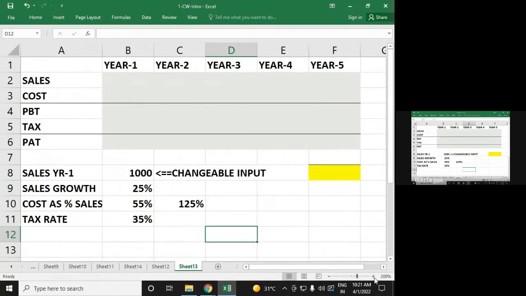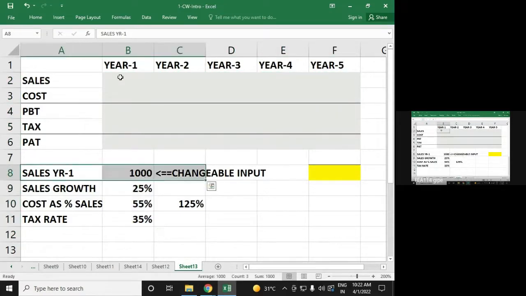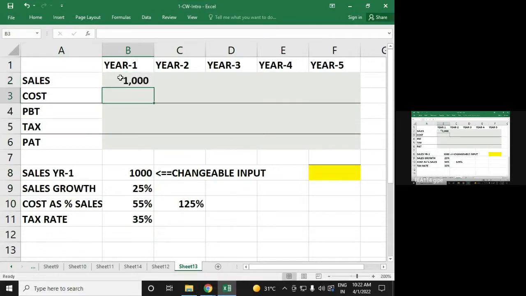We want to build a small profit and loss statement. Okay, but entire statement should change based on any change in the following 4 inputs. First year sale is given to us as 1000. So you are going to link it. Everybody link it, is equal to 1000. Now your sales second year onwards is expected to grow by 25%.